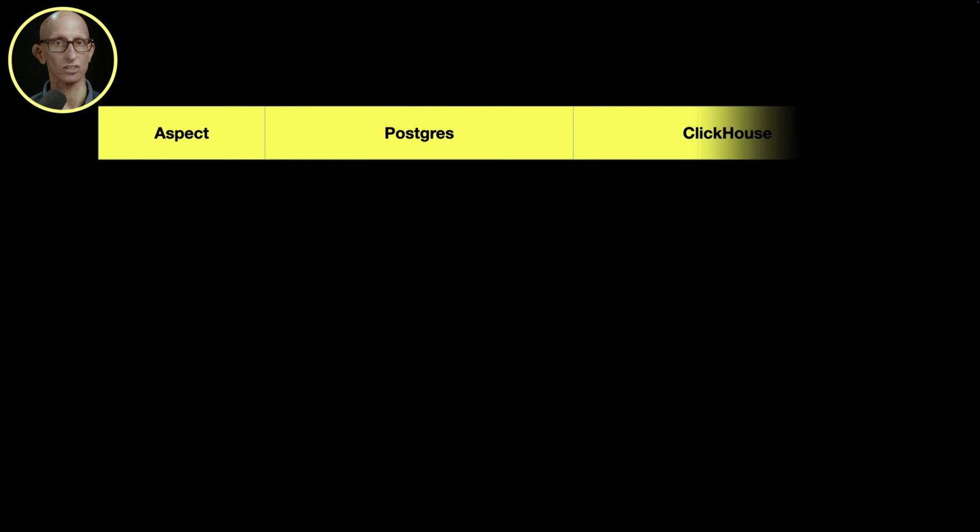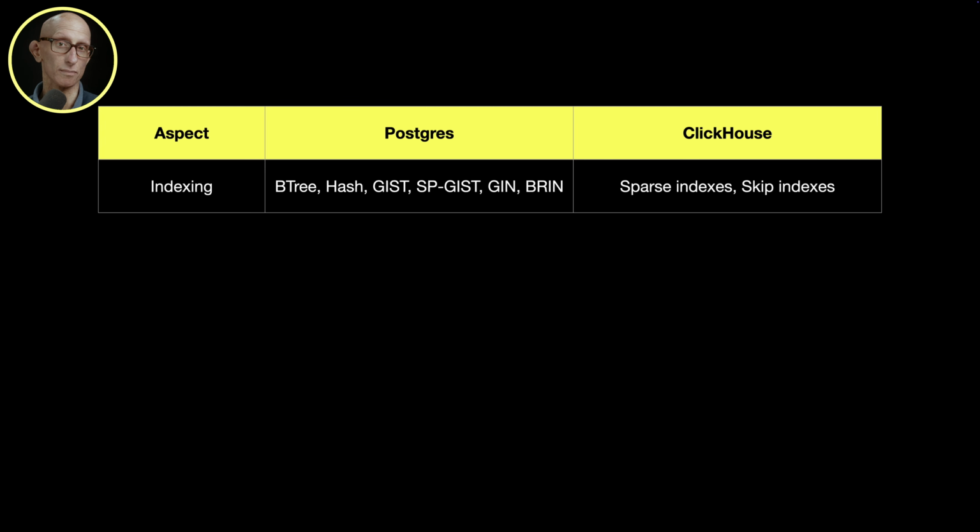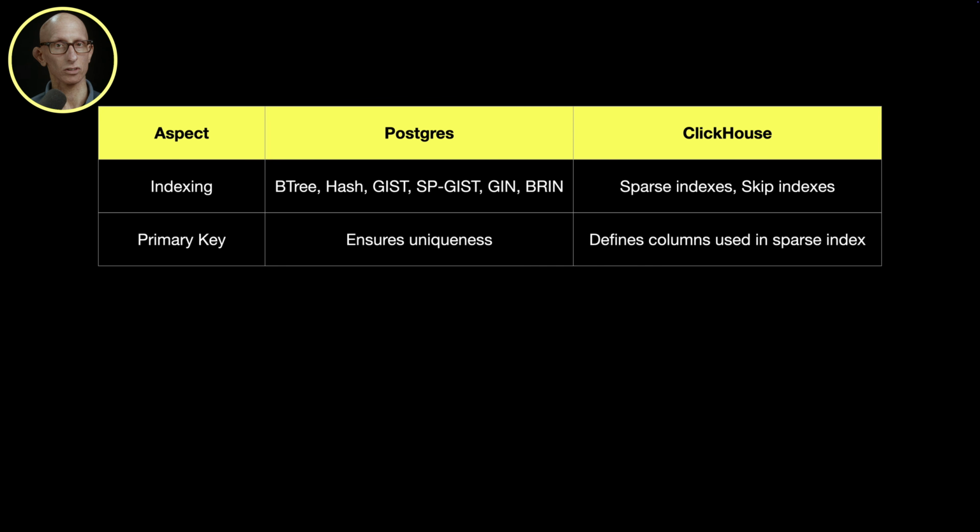When it comes to indexing, in Postgres, you might typically use a B-tree, but there are other indexes supported. Whereas in ClickHouse, we have the concept of a sparse index, where only the first row of a granule, which is like a subset of the data, will be indexed. For primary keys in Postgres, that's used to ensure uniqueness, whereas in ClickHouse, it's used to define the columns that are going to go into that sparse index that we just talked about.